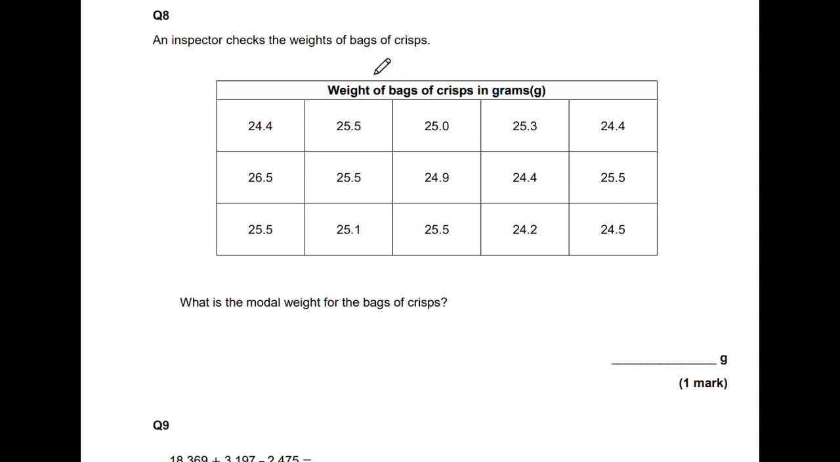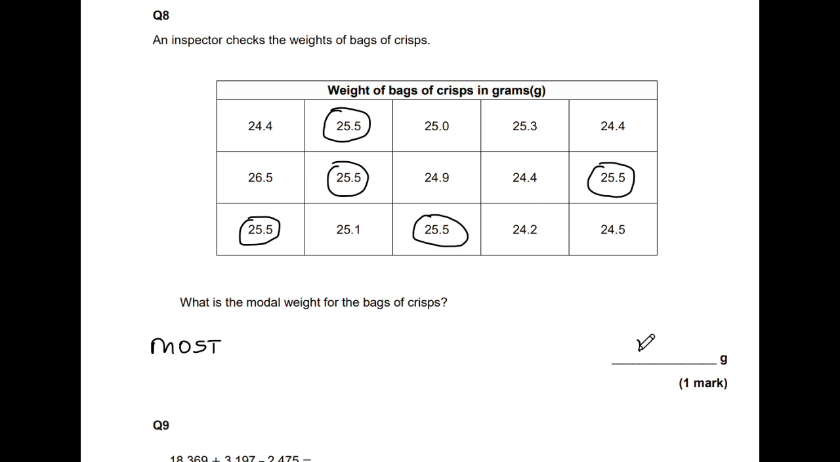An inspector checks the weights of bags of crisps and he writes all the numbers in this table. What is the modal weight for the bag of crisps? Well, mode is most. Okay, so which is the most popular category? And looking at this, there's 1, 2, 3, 4, 5, 25.5s. Just check the others. There's 2, 3, 24.4s. That's the most popular. So it's 25.5.